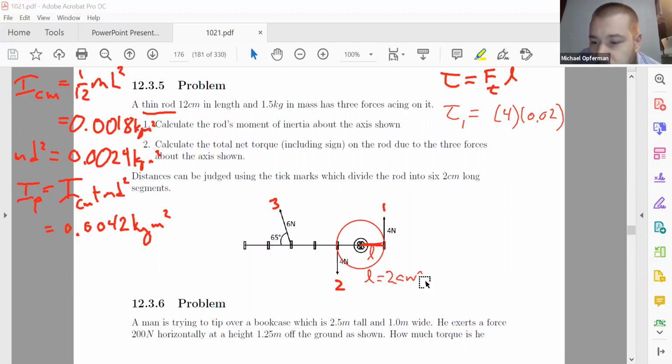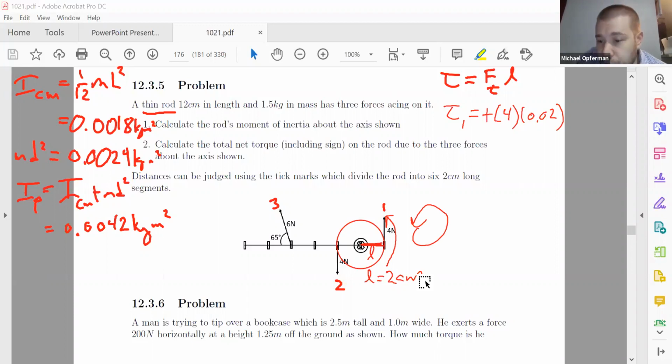And I need to double check, should that be positive or negative? So looking just at force number 1, would that cause a clockwise rotation or a counterclockwise rotation of the rod if that was the only force acting on it? And the answer is it would cause a counterclockwise rotation because force 1 is pulling it in that direction, which would be, you know, this way, counterclockwise. So that means this is a positive torque.